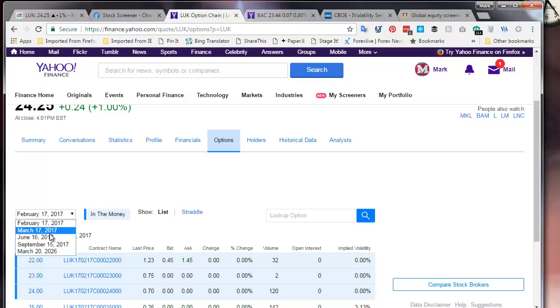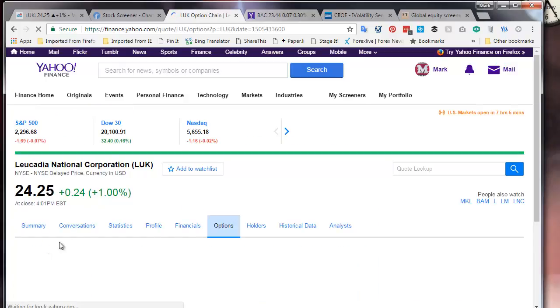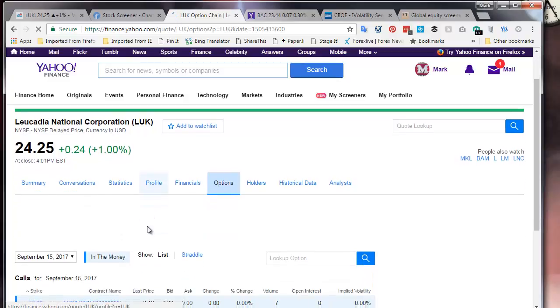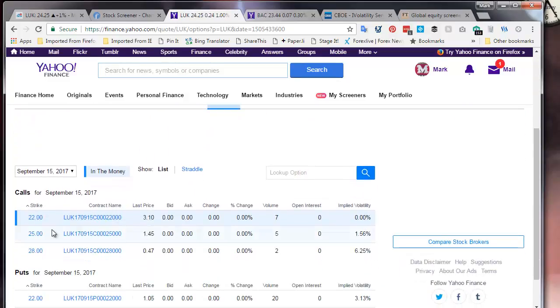It's got February, March, June, September. I'll ignore these March 2026 because those are probably warrants, not options. So September 15, 2017 is available, so I can buy options. Basically, that's 8 months away. I prefer to buy further out in time, but we'll use this as an example.